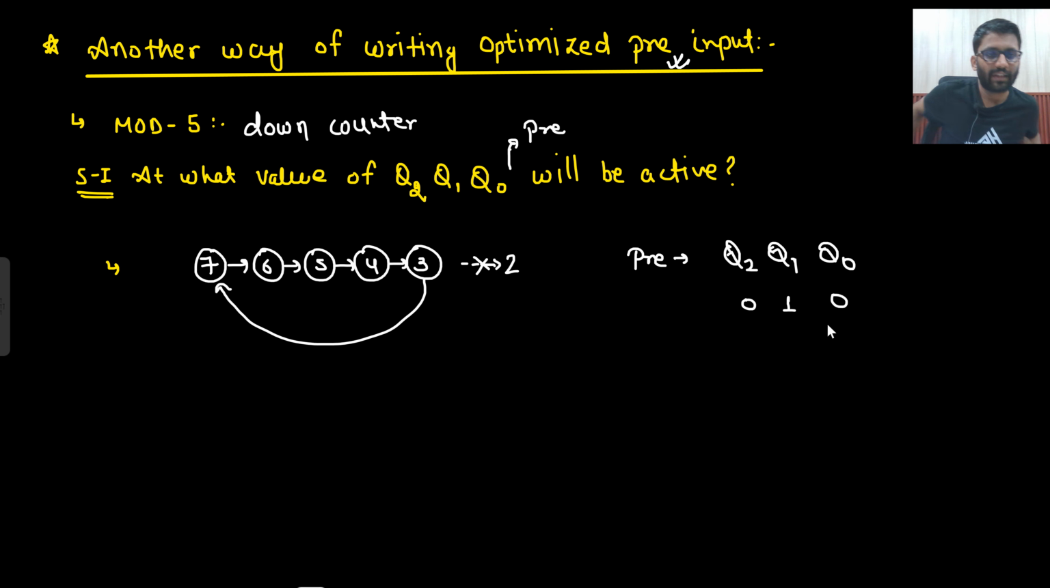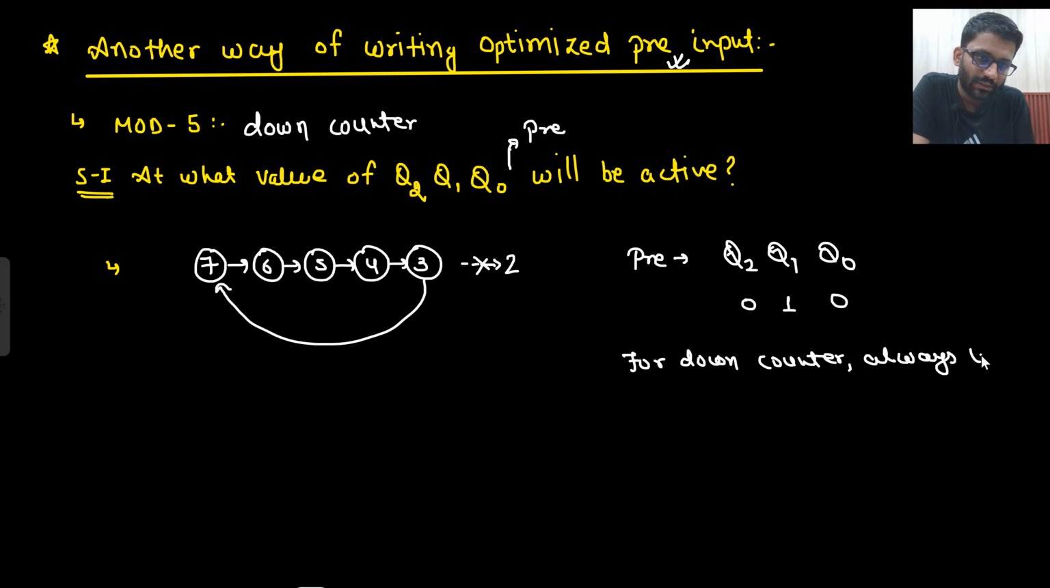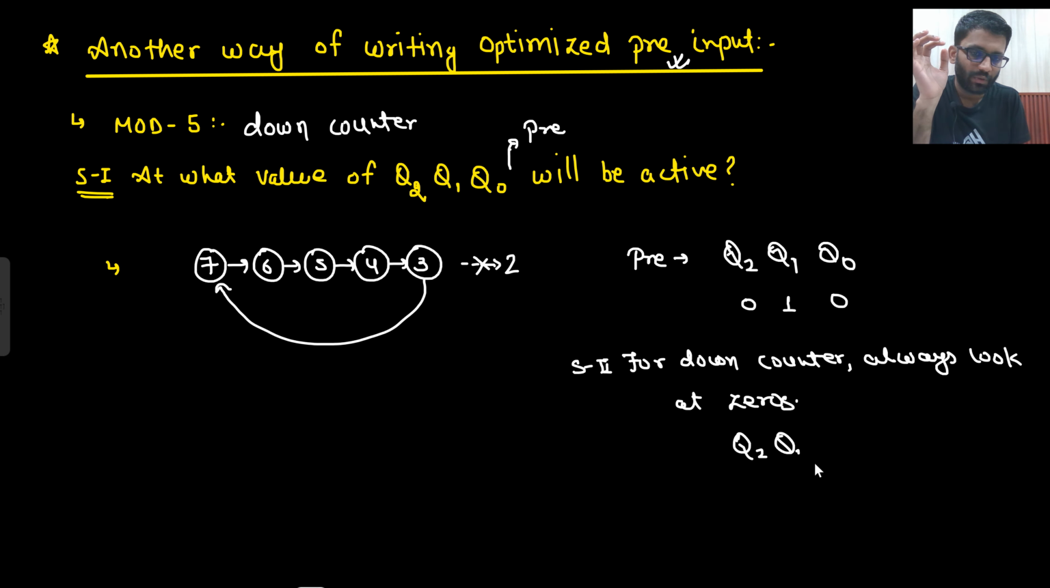Now one line I am telling that you need to remember. For a down counter, always look at zeros. So this is the first step, this would be the second step. The first thing I will think is when it will become active. So at 0, 1, 0. So the Q2, Q1 and Q naught value is 0, 1, 0.